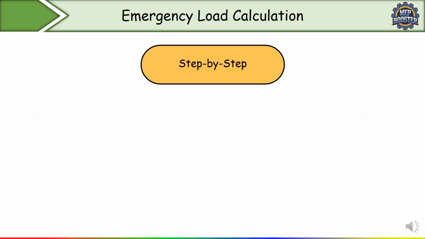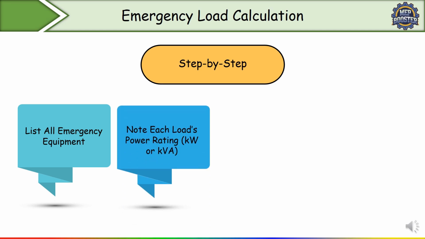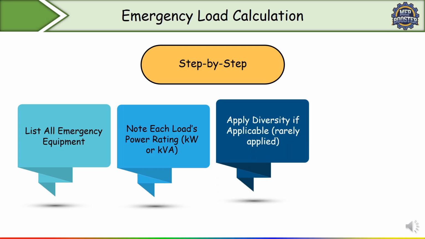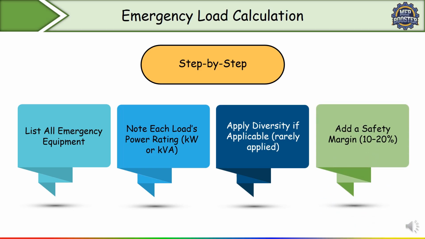Okay. So now we'll see step by step how to calculate the emergency load. So what are the steps? First of all, if you want to calculate the emergency load, you need to list all emergency equipment. Okay, this is the first step. Second step, each load's power rating. Note down each load's power rating in kilowatt or in kilovolt ampere. Correct? Then you need to apply diversity if applicable. And then add a safety margin of 10 to 20%. Clear?